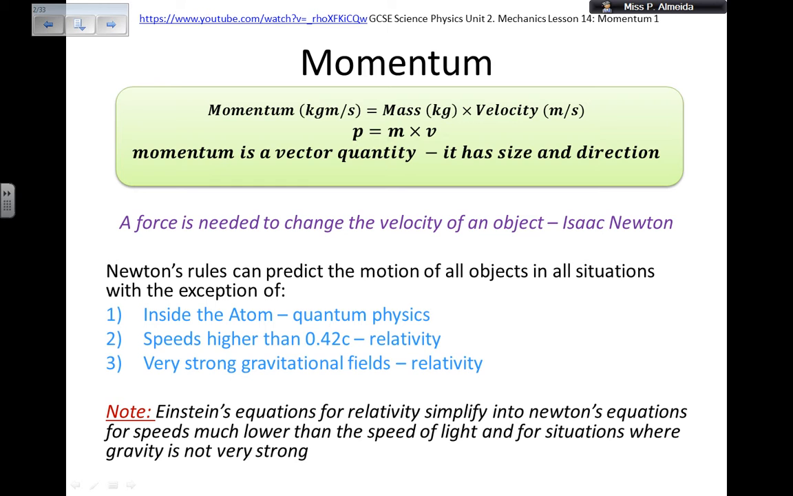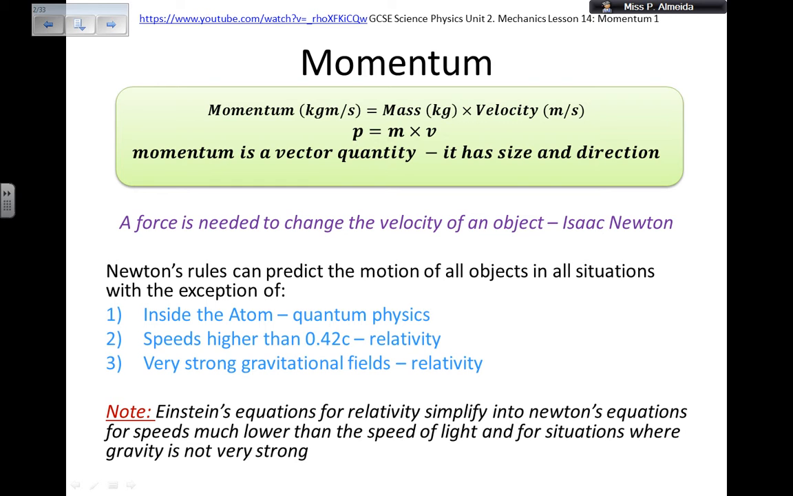Now, momentum is a vector, so that means that it has a size and a direction. So magnitude, and then you need to have it positive or negative according to what you decided to be the positive or the negative direction. If you forget about the signs, you get your calculations wrong, and if you're doing this in an exam, you don't get the marks. Now, Isaac Newton said that a force is needed to change the velocity of an object.